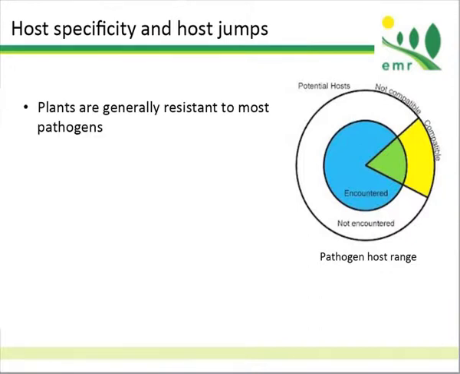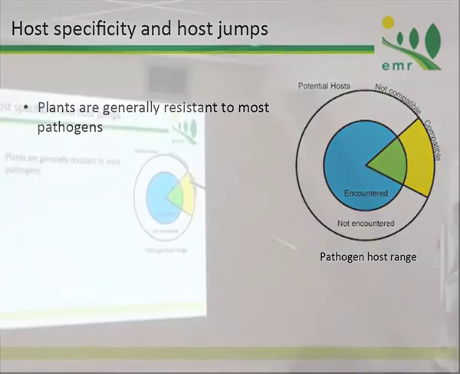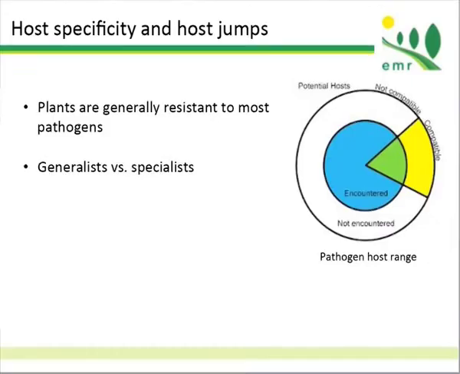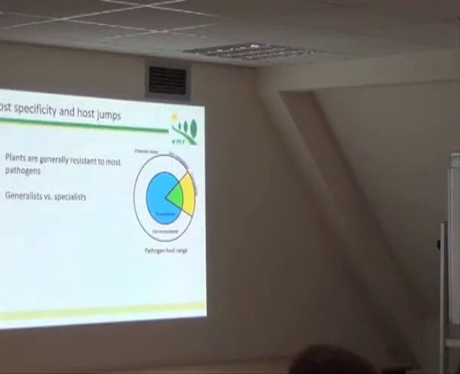So plants are generally resistant to most pathogens, and what this diagram shows is that a pathogen's host range is restricted to only those hosts that it has encountered and those that are compatible with it. Pathogens can be divided into generalists, which have a very broad host range, and specialists, which have a narrow host range. Pseudomonas syringae, with its broad host range, you might think is a generalist pathogen. However, individual strains can only infect one or a few plant species, so it's actually a specialist.